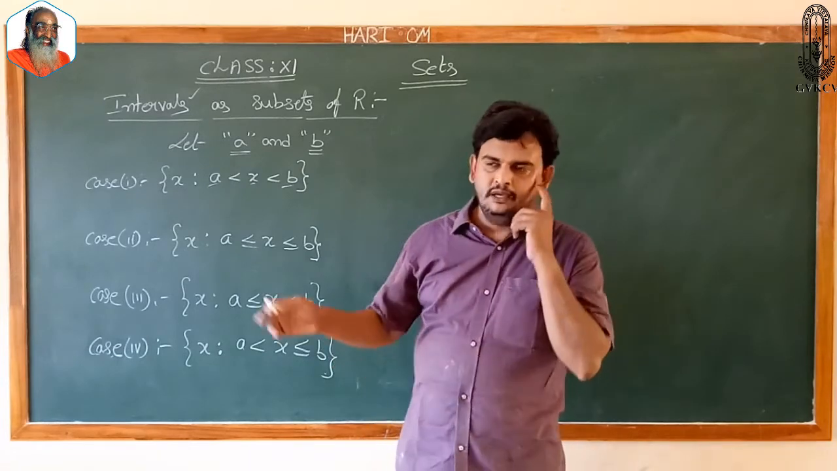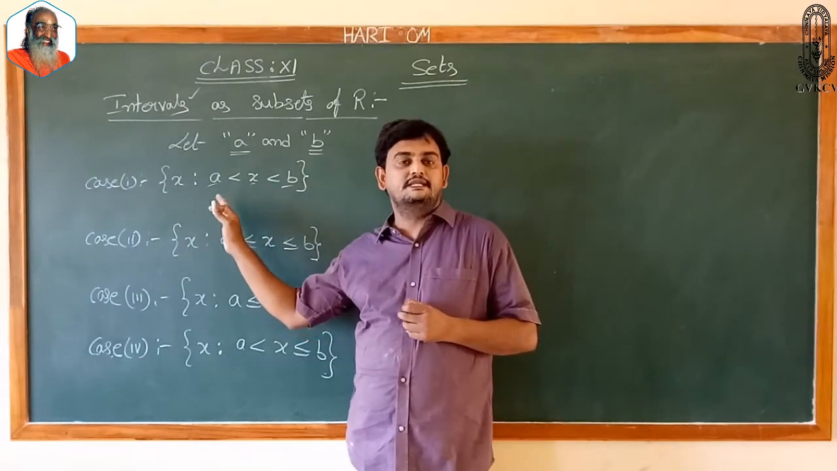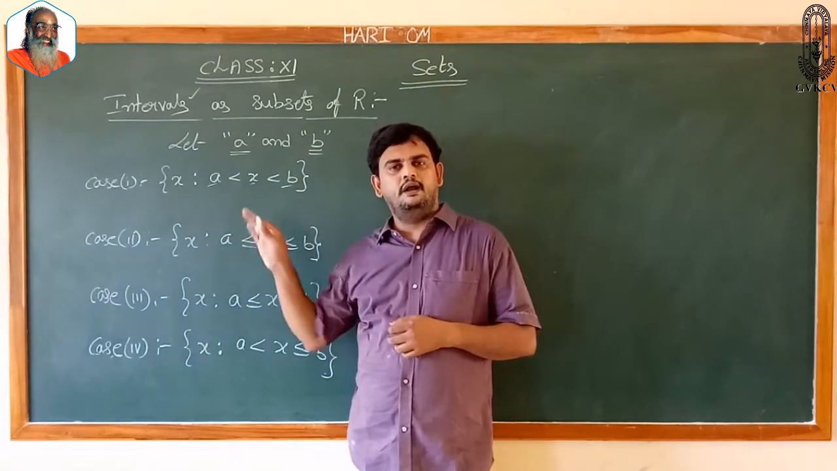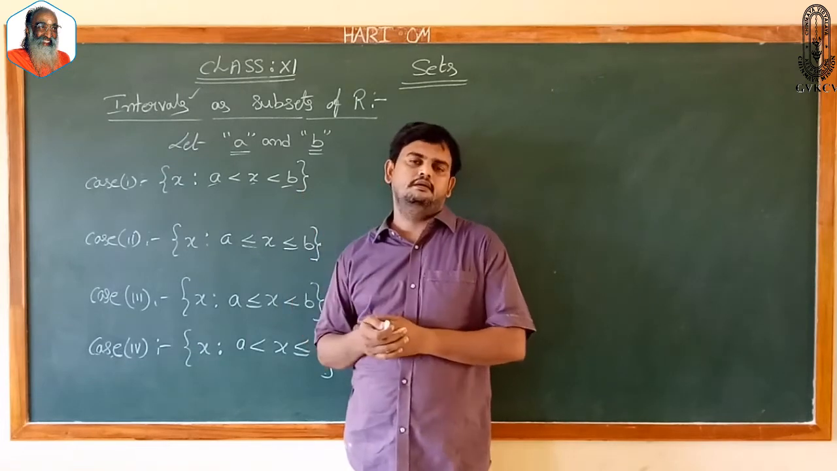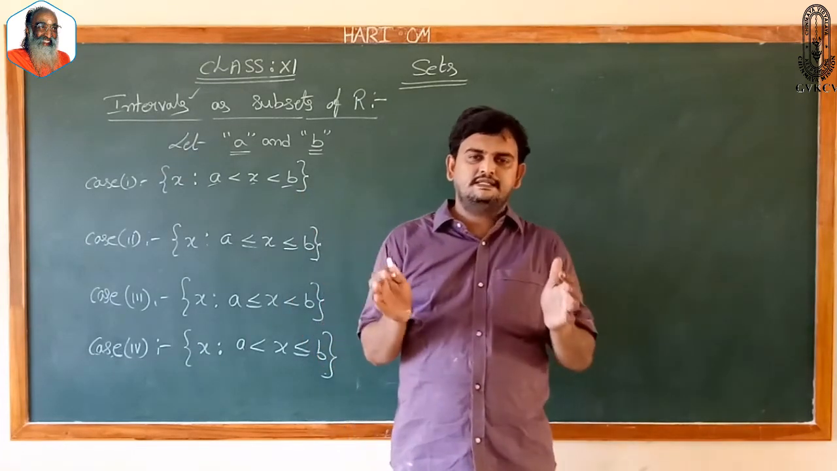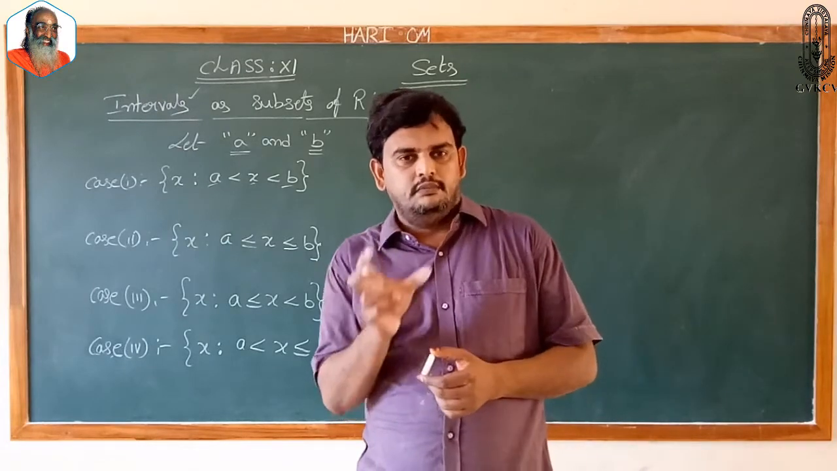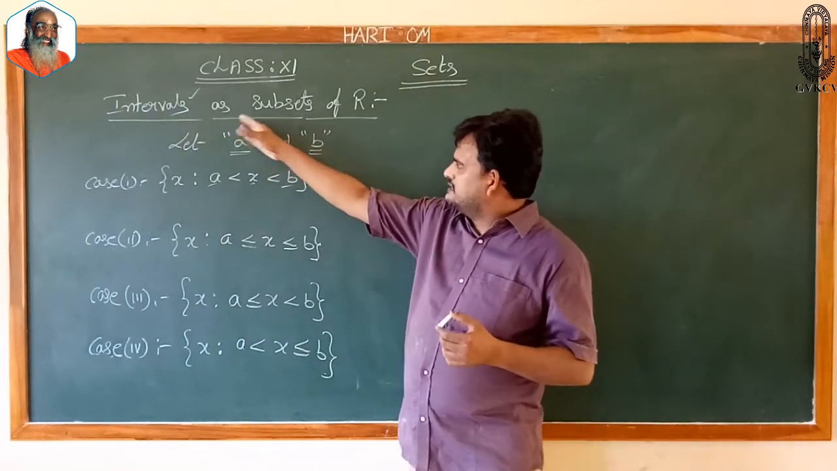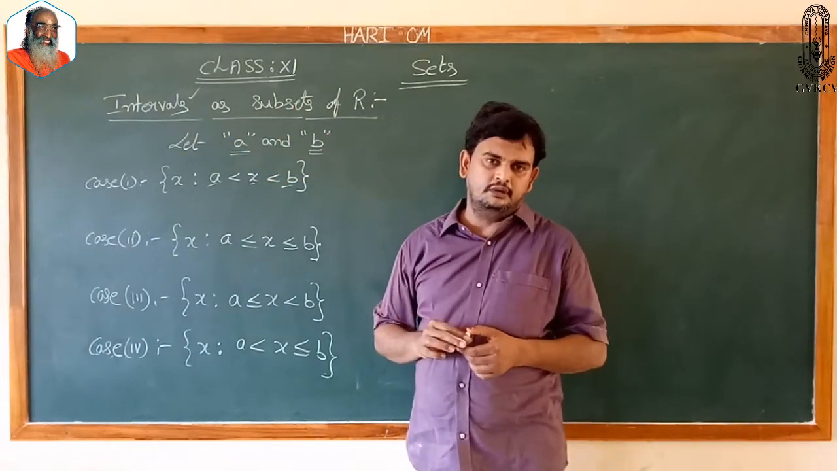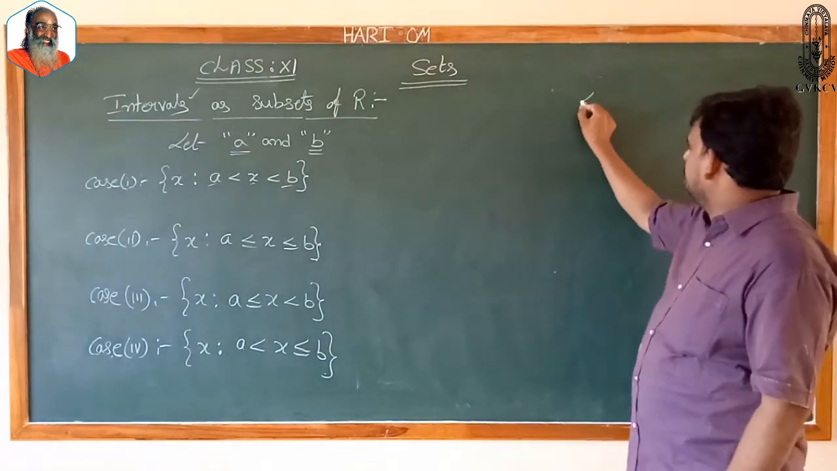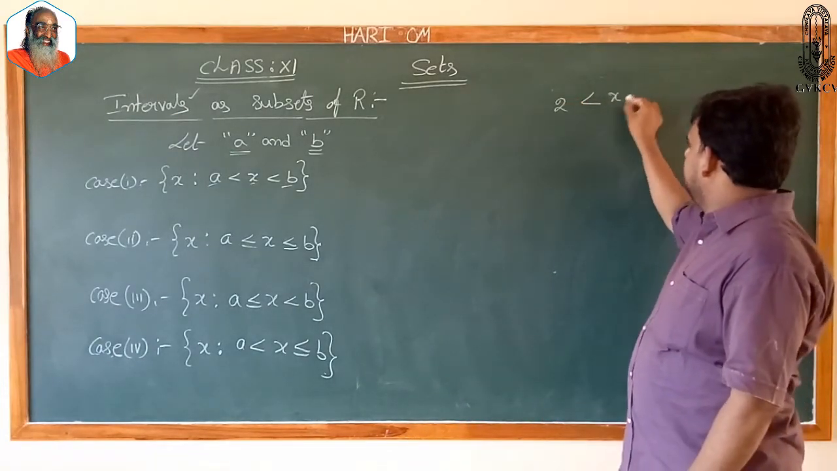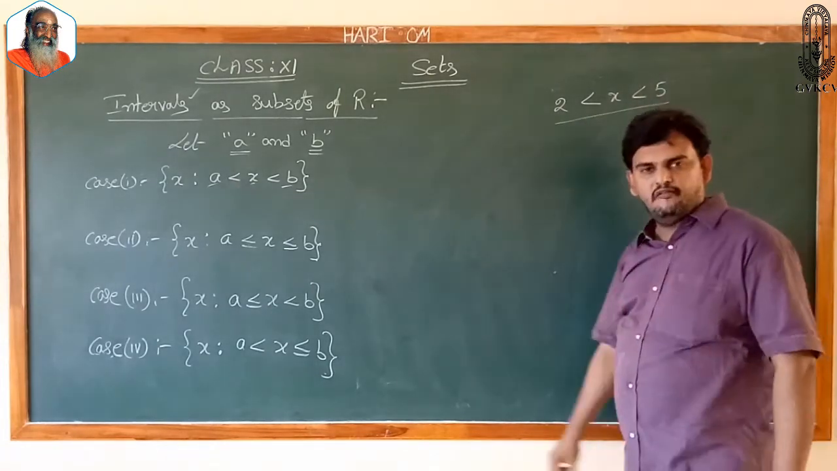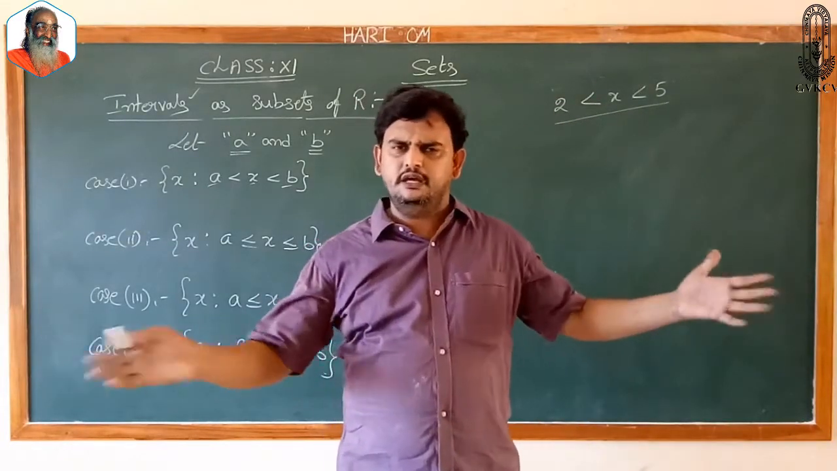In the same way, here x is also having certain boundaries. X is not less than A and x is not more than B. Means that x has a certain limit, means a certain interval. That's why these are called intervals as subsets of real numbers. For example, 2 less than x less than 5. We have infinite real numbers.